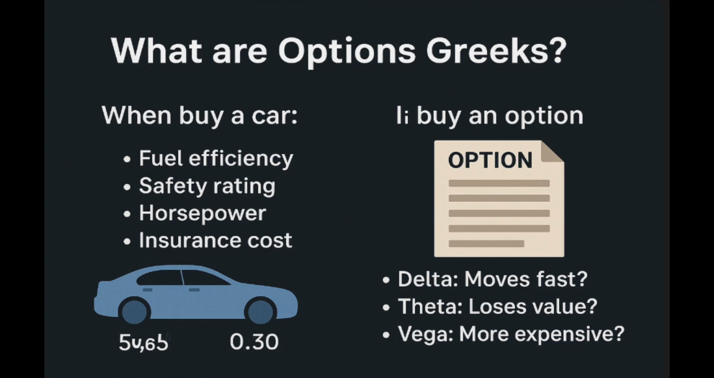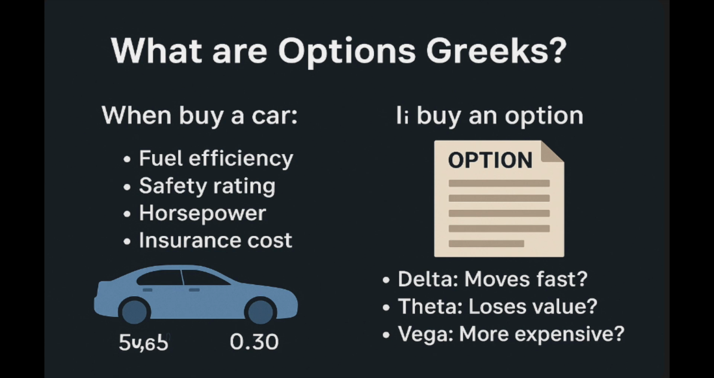Alright, before we get into delta, theta, vega, etc., let's just start with this. What the hell are Greeks in option trading? Think of it like this. Let's go back to our car analogy which we used in our previous video. When you buy a car, you don't just look at the price. You check the fuel efficiency, the safety rating, the horsepower, and maybe even the insurance cost, because all of those tell you how that car will perform after you buy it.